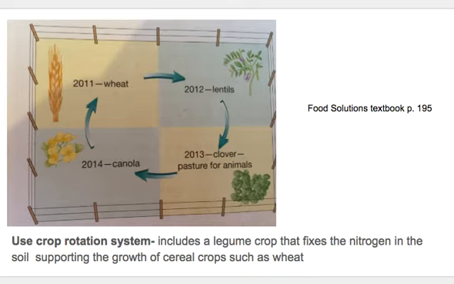And this is a diagram from your textbook, which you can have a look at to get a little bit further information. And you can see that in different years, they're planting different crops. So for 2011, they've had a wheat crop. 2012, they're going to plant some lentils. And lentils are a legume crop, and as I said, that will help to fix the nitrogen in the soil and retain some nutrients. In 2013, they grew clovers and they had pasture for animals such as cattle. And then in 2014, they were growing canola, and they would then repeat that cycle again.